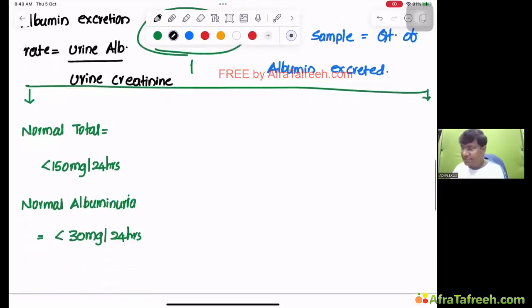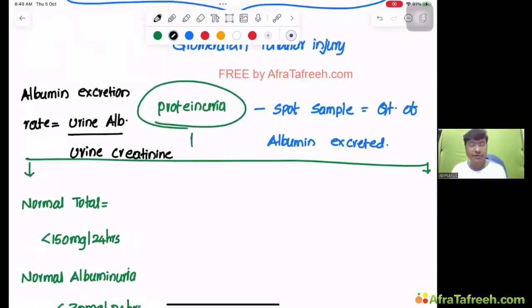Now, previously, based on the 24-hour urinary sample, the terminology used was microalbuminuria and macroalbuminuria. Microalbuminuria is 30 to 300 milligrams per 24 hours. Macroalbuminuria means more than 300 milligrams per 24 hours. That was considered micro and macroalbuminuria. But now these terminologies have been replaced by new terminologies. What are those new terminologies?